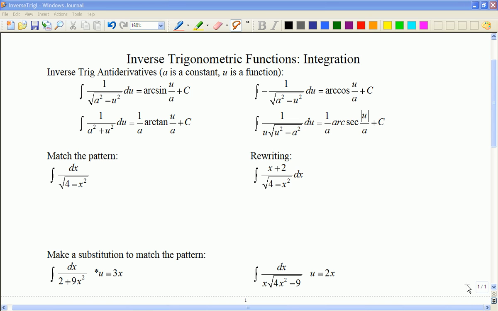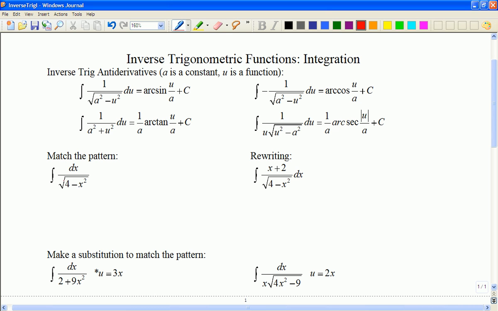The last technique we're going to work on in integration is inverse trig functions. The patterns are the same as the ones you know from differentiation, only this time instead of going from the arc sine to its derivative, we're going to be working on its derivative going back to the arc sine. So what we have to do is recognize these patterns in reverse. So let's go right ahead and try an example.